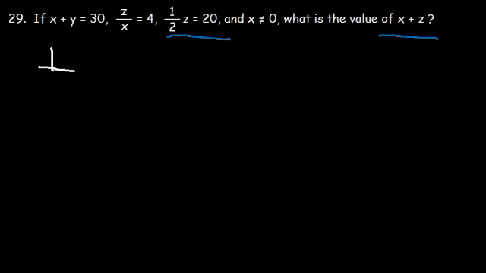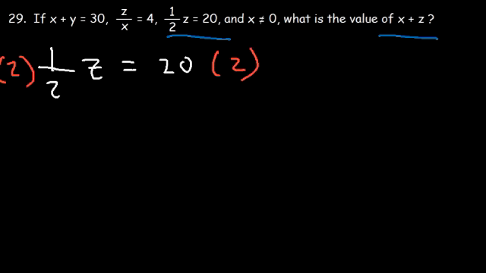So 1/2 z is equal to 20. So therefore, let's multiply both sides by 2. 2 times 1/2 is 1. So 1z is equal to 40, which means z is 40. So now let's move on to the second equation, the one that has z in it, because now that we have the value of z, we can solve for x.